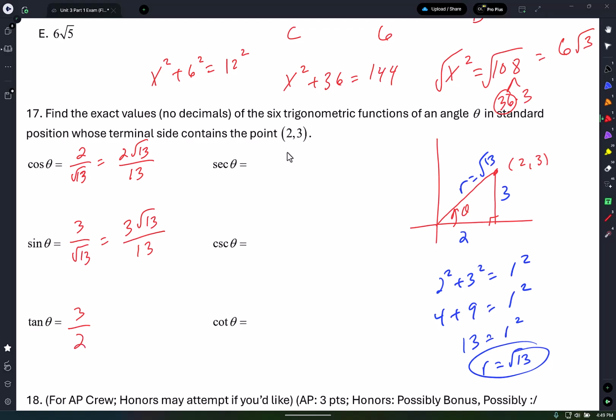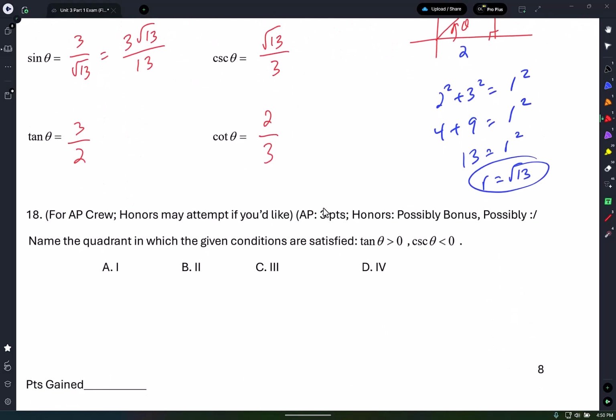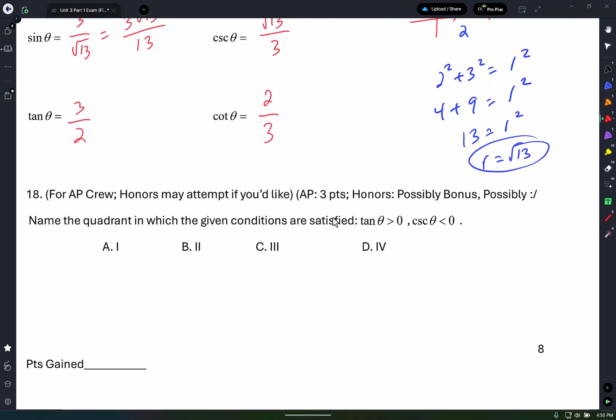Cotangent, adjacent over opposite, or the reciprocal of tangent, 2 over 3. We're still okay? Cosecant, the reciprocal of sine, square root of 13 over 3. I will leave it right there like that. Secant, the reciprocal of cosine, square root of 13 over 2. How do we feel? Not bad? Okay. Last one.